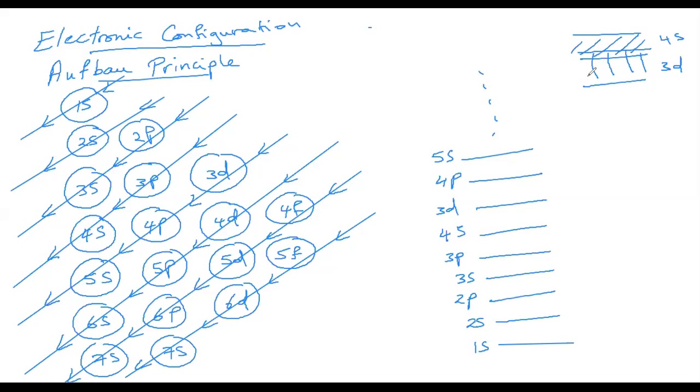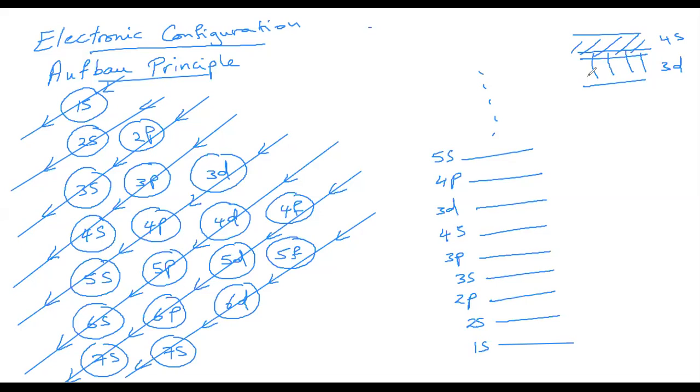But for the transition metals, their 3d orbital is already filled? No, no. The transition metals fill the 4s first, and then they start to fill in the 3d.